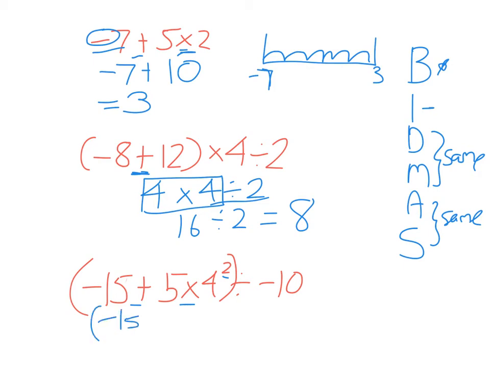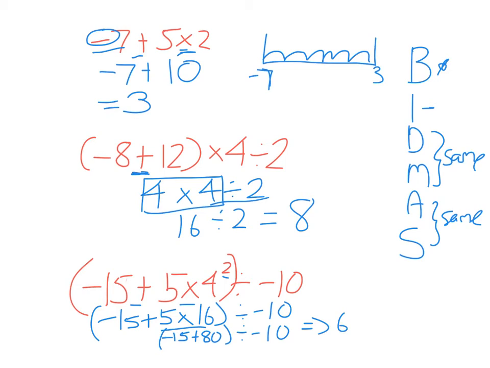So still in the brackets, we've got 5 times 4 squared, which is 16. And we haven't done anything with the negative 10. So now we need to do the multiplication next. So we go minus 15, 5 times 16 is 80, that's all still in brackets, and then we divide by minus 10. Now, of course, we do the addition, so minus 15 plus 80 gives us 65.